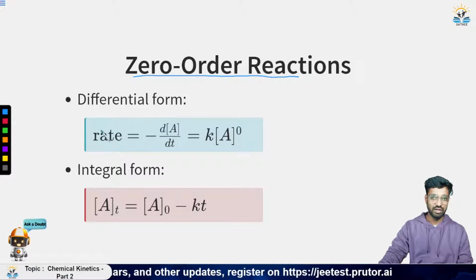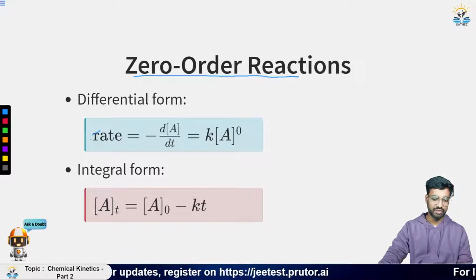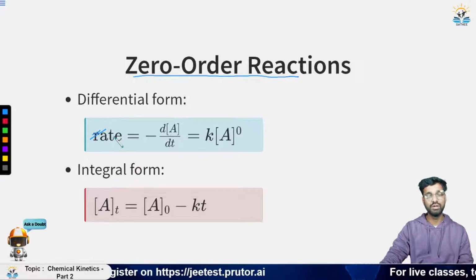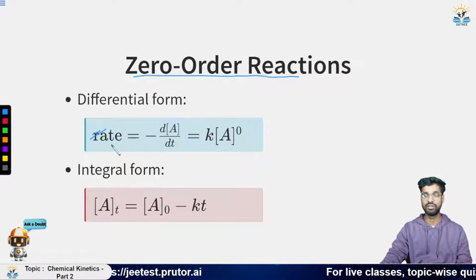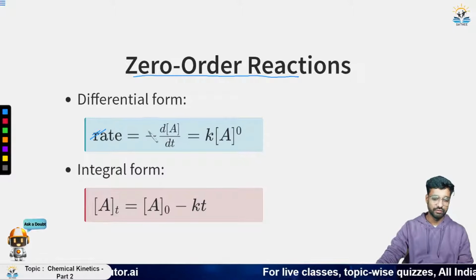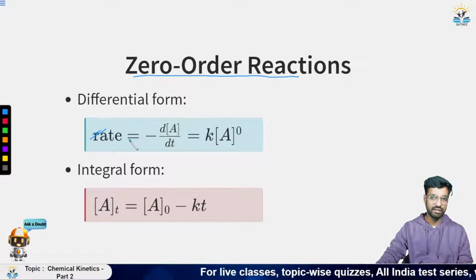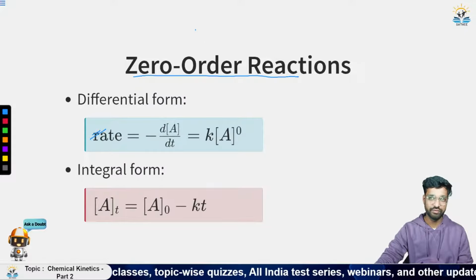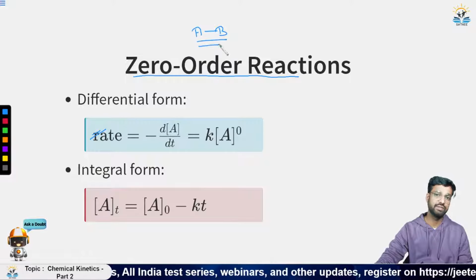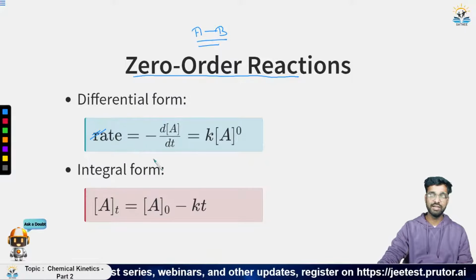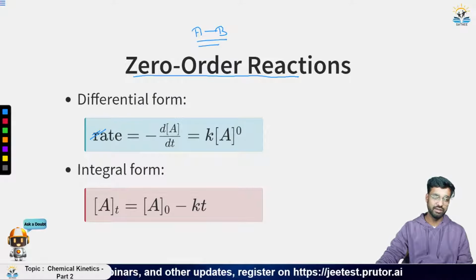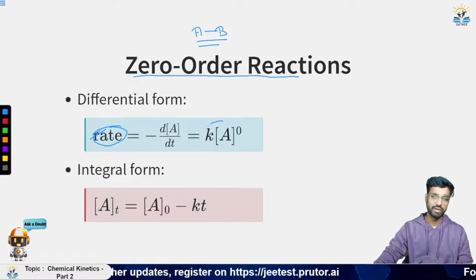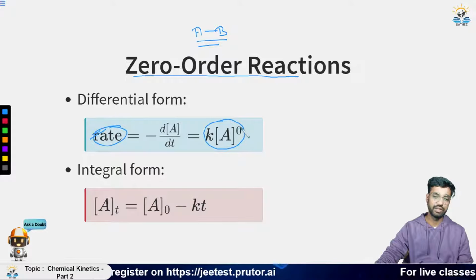Say it is the differential form. So the question arises here that why do we call it a differential form of zero order reaction? If you see the equation here, it is written in terms of reactant. So say we have a reaction that is going from A to B, where A is the reactant here. If you want to write the rate law, then it will be simply rate = k[A]^0, because it is a zero order reaction, so it will be raised to the power 0.